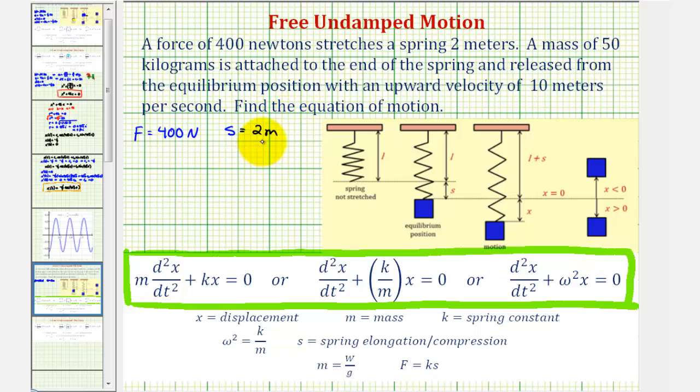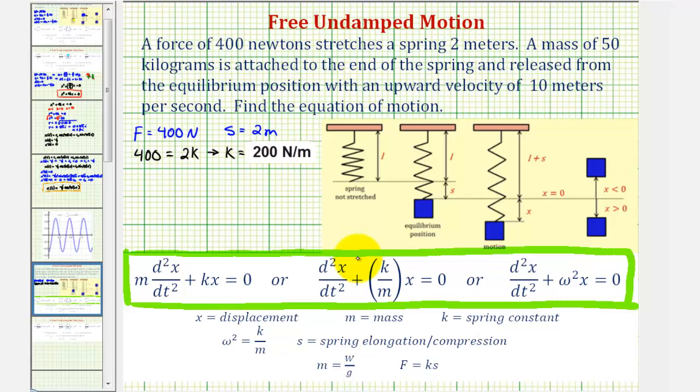From this information, we can use Hooke's law to find k, the spring constant, where F is equal to k times S, which means in this case we would have 400 equals k times 2, or 2k. Dividing both sides by 2, the spring constant k is equal to 200 newtons per meter. And notice how we need k in our differential equation.